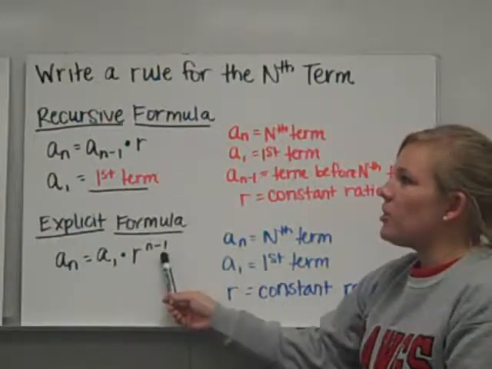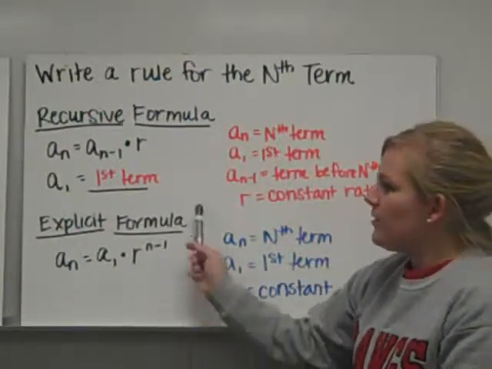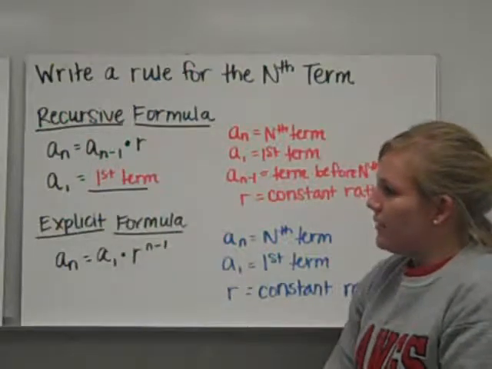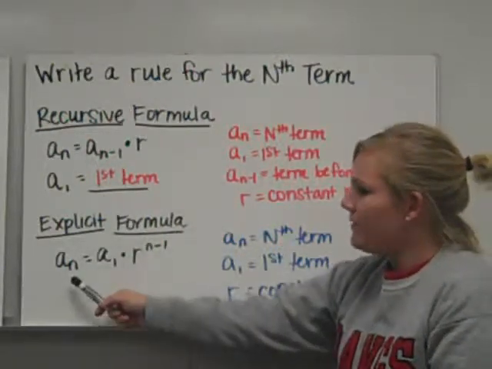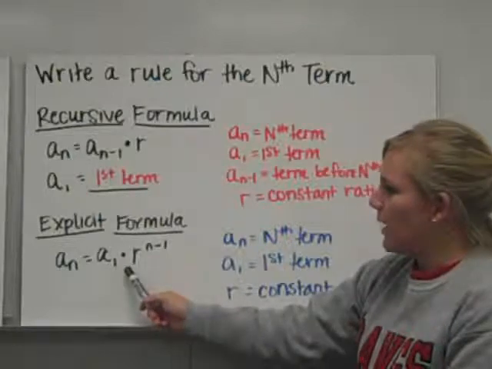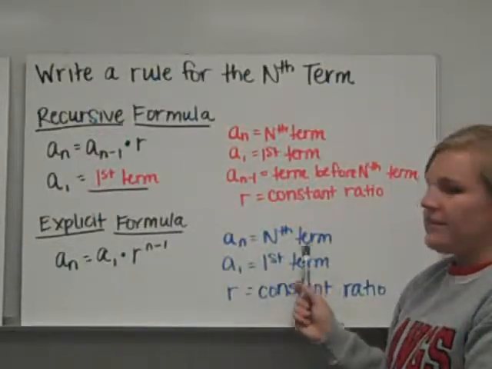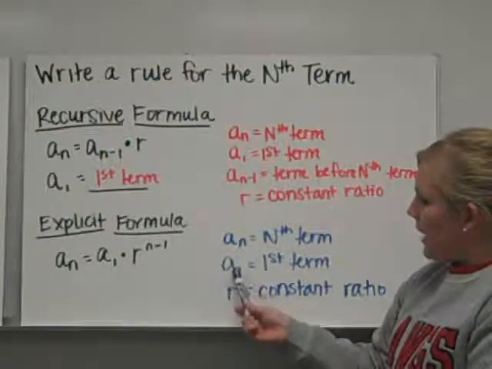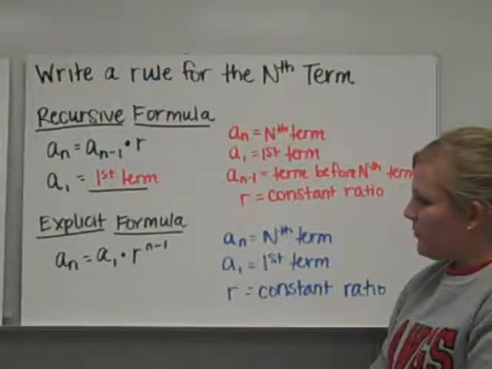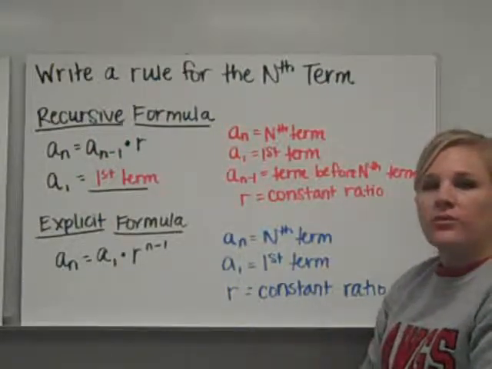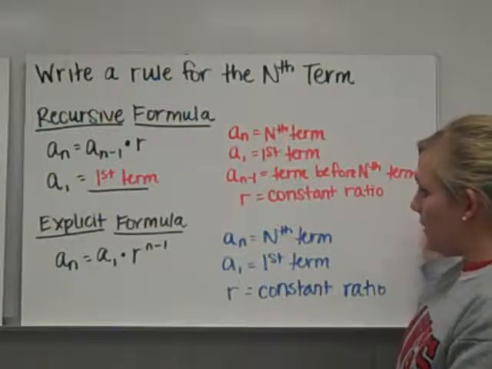The explicit formula, just like with arithmetic sequences, is the one that we're going to be using most often. A sub n is equal to a sub 1 times r to the n minus 1. A sub n is still equal to the nth term. A sub 1 is equal to the first term, and r is equal to the constant ratio of the sequence.